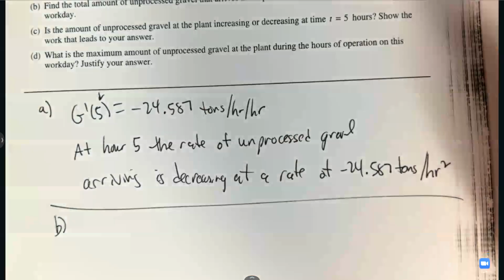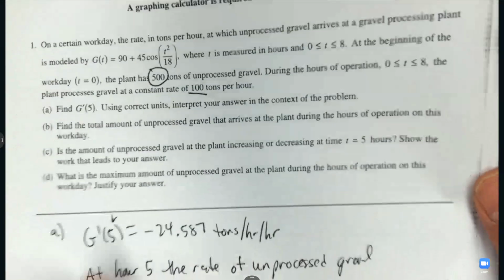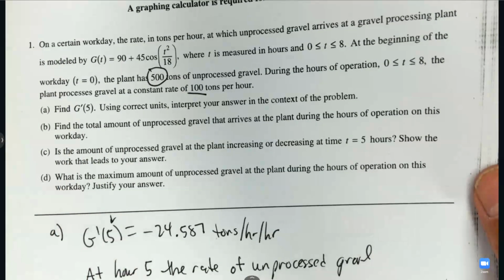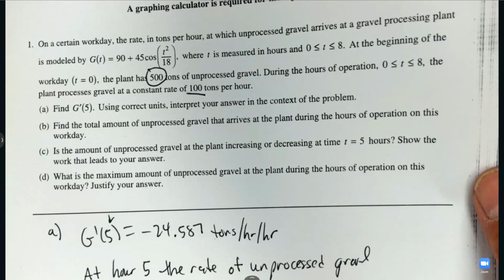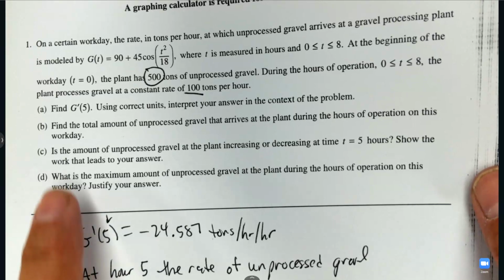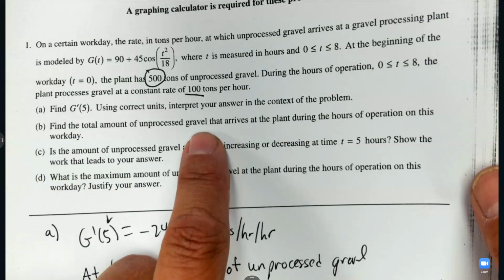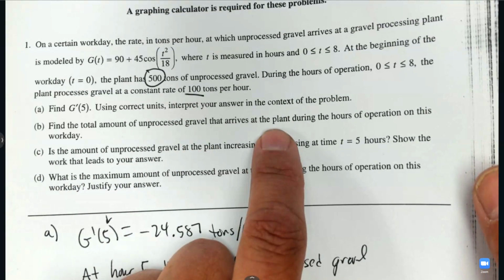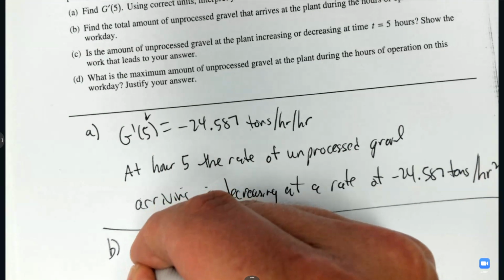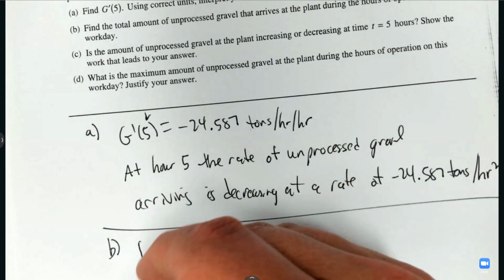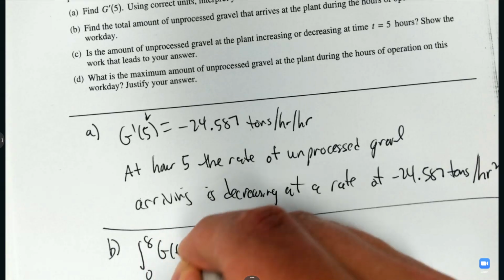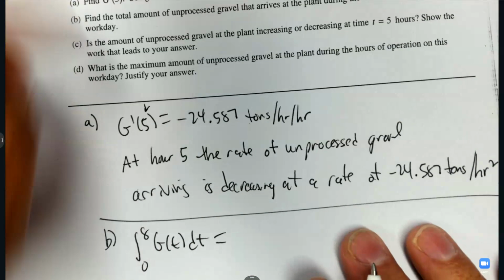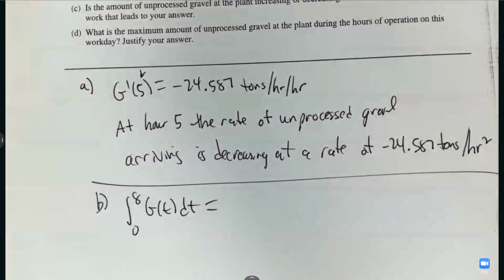In part B, find the total amount. What does that mean if you're trying to find how many? So we know we're going to integrate. So find the total amount of unprocessed gravel that arrives at the plant during the hours of operation on this working day. So just the amount of gravel that's arriving. So that's from 0 to 8. So when we integrate the rate, it'll tell me how many.